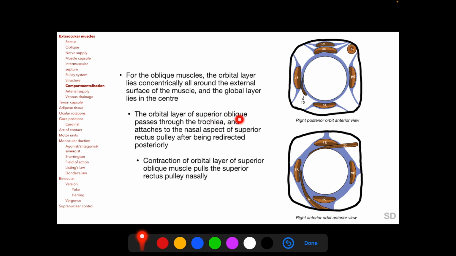For the superior oblique muscle, the orbital layer passes through the trochlea and attaches to the nasal aspect of the superior rectus muscle pulley, as shown here in this diagram, and thus contraction of the orbital layer of the superior oblique muscle pulls the superior rectus muscle pulley nasally.